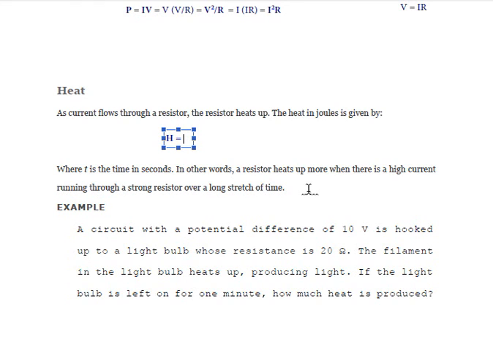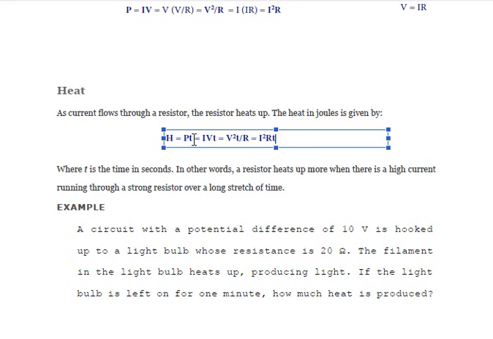H, the amount of heat given off, is just going to be the power times some amount of time. And then we have all these different expressions for power up above. We could say that it's IVT. We could say that it's V squared T divided by R. And we could say that it's I squared RT.